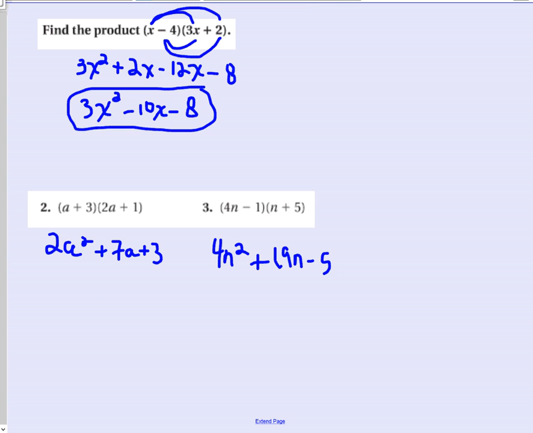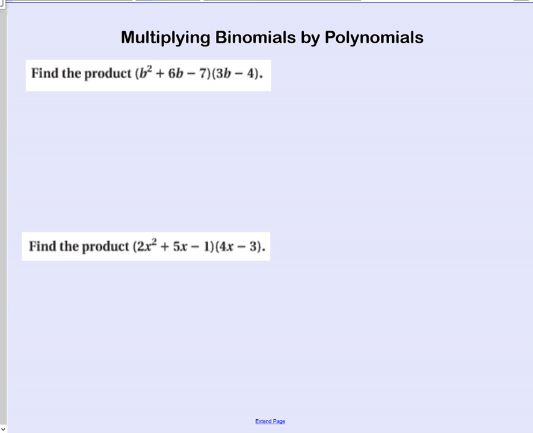Okay. All right, the last piece of this video is going to be about multiplying binomials by polynomials. Okay. Unfortunately, we don't have a fancy FOIL idea that we can do. We're just going to use the distributive property in multiple ways, okay? So what I am going to do is I am going to just have to keep track of where my arrows are. So I'm going to go b squared times 3b, okay?